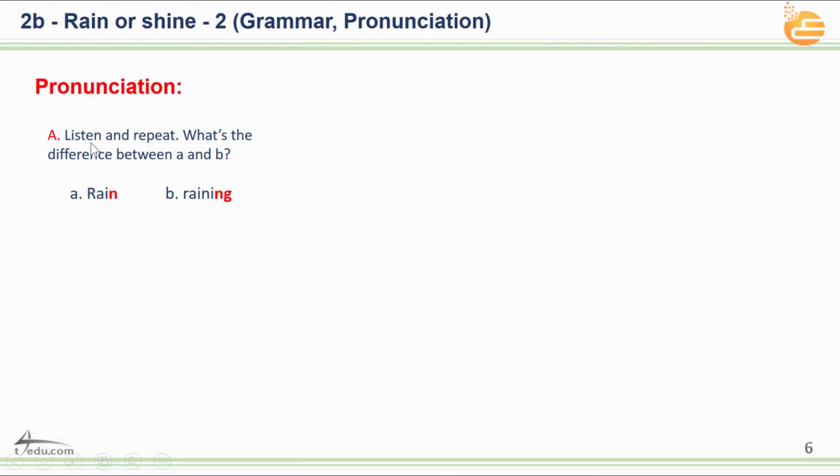Now we have pronunciation. Listen and repeat. What is the difference between A and B? A. Rain. B. Raining. What is the difference? Excellent. We have N and G here, which we pronounce just like ng. But this one, n. Rain, raining. Okay, do you want to listen again? Listen, everyone.